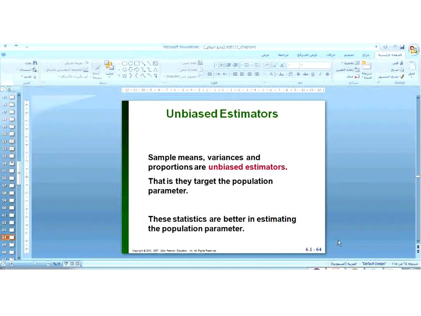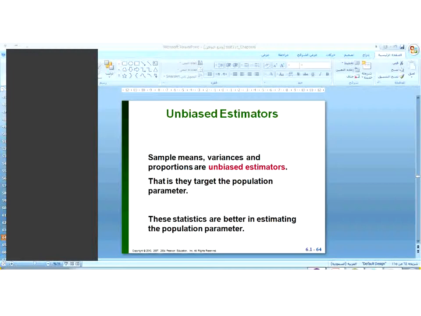Unbiased estimator. When can I say that an estimator is unbiased? Unbiased means not biased. Is it a good estimator or not? An unbiased estimator is a good estimator. If I am told that an estimate is unbiased, it means it is a good estimate. The sample mean, variance and proportion are unbiased estimators. So when I compute the sample mean, sample variance or sample proportion, can I say it estimates the same for the population? Of course I can, because the sample mean is an unbiased estimator.